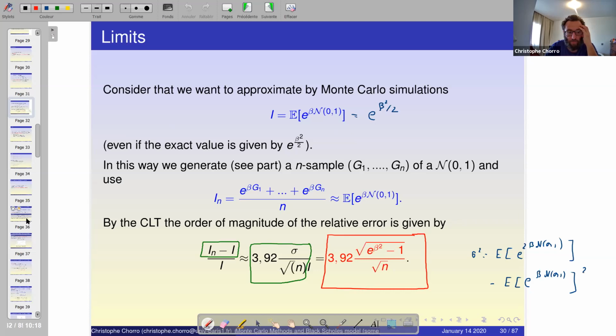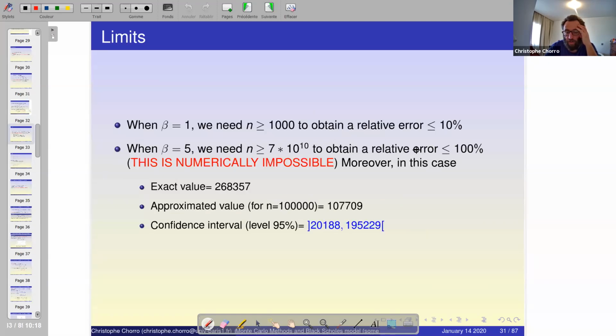If I use Monte Carlo methods, it is in fact numerically impossible for me to obtain a relative error that is less than 100%. In particular, I have shown you that for beta equal to 5, I can approximate my exact value this way, computing the exponential. And if I use here 100,000 elements in my sample, I obtain an approximated value that is this one, with a confidence interval at the 95% level, that is this one.